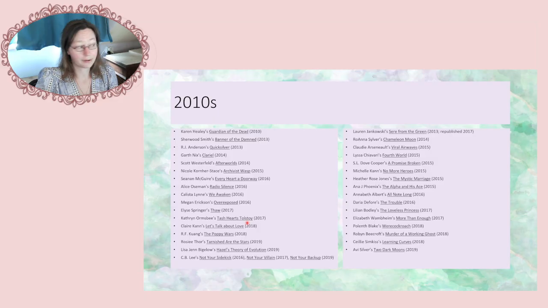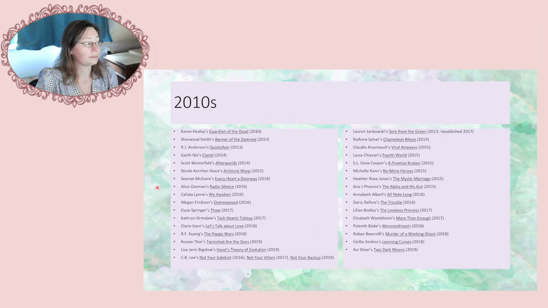So just want to throw that out there. We have R.F. Kuang's The Poppy Wars, Rosie Thor's Tarnished Out the Stars, Lisa Jen Bigelow's Hazel's Theory of Evolution, which I believe is the first middle grade book we have with explicit asexual representation. We have C.B. Lee's Not Your Sidekick, Not Your Villain, and Not Your Backup. The fourth book has not been published yet, unfortunately. May not be published, I guess, given the time frame, but who knows. Hopefully will at some point.